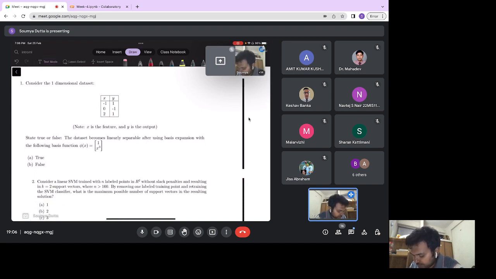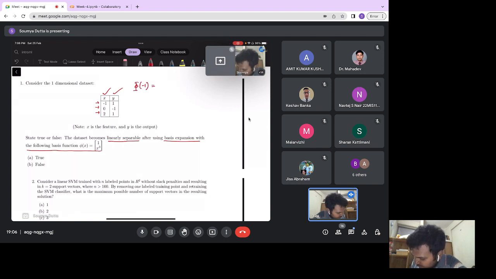says consider a one-dimensional data set. These are the features, and y is the output, and a statement has been made that the data set becomes linearly separable after using basis expansion with the following basis function. So that means you give these three x's to this phi of x function, and then you try to see whether it becomes linearly separable or not, because linear separation is something that you want. So let's see what happens if I pass phi of minus 1 to it.